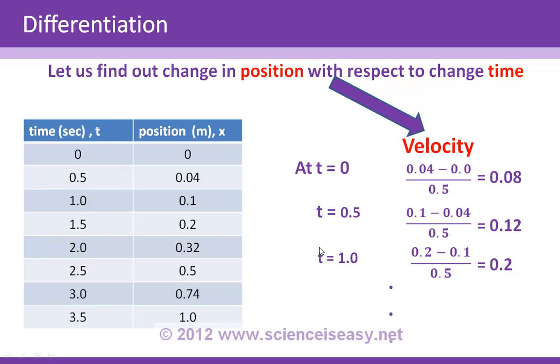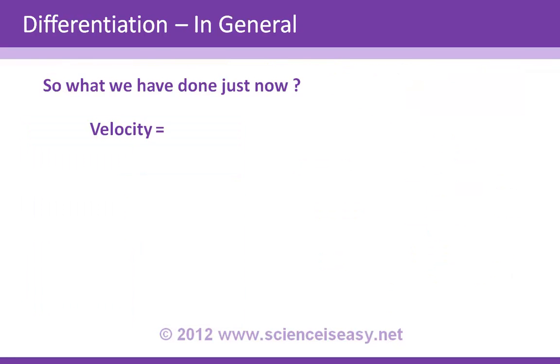So likewise we can calculate up to third second. It will be 1 minus 0.74 by 0.5 again. And we won't be able to do 3.5 because we don't know value at 4. We can calculate up to third second. Now the process we did to find out velocity, this is known as differentiation. Let's generalize this.